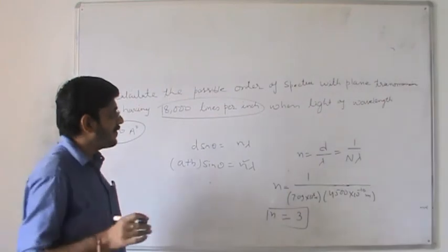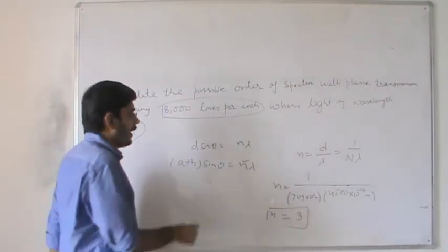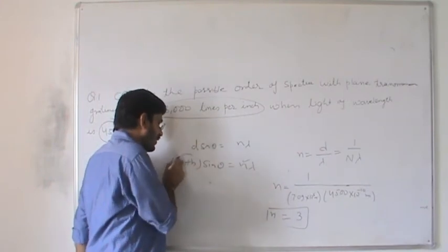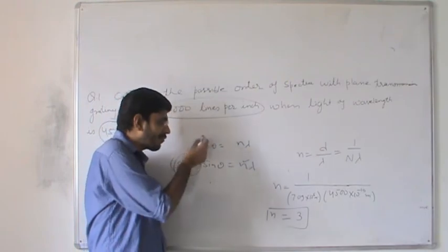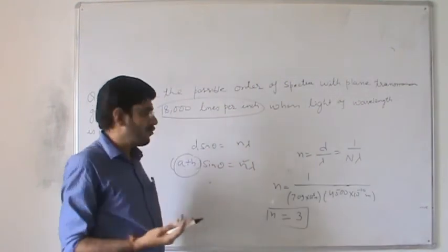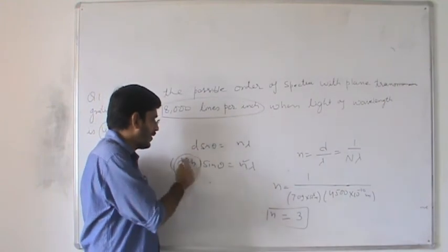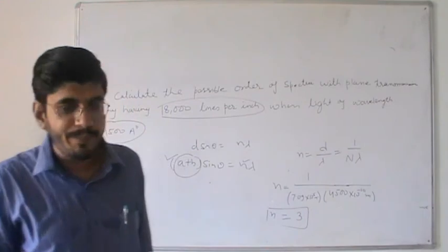In the same manner, we can solve numerical problems. Sometimes the wavelength is given and we have to calculate the value of a+b. Sometimes a+b is given and we have to calculate the wavelength when theta is given. So for different conditions, we apply the same equation and solve the numerical problems.